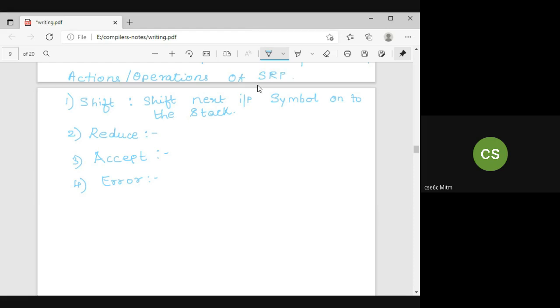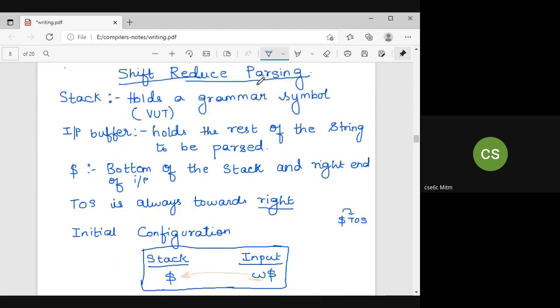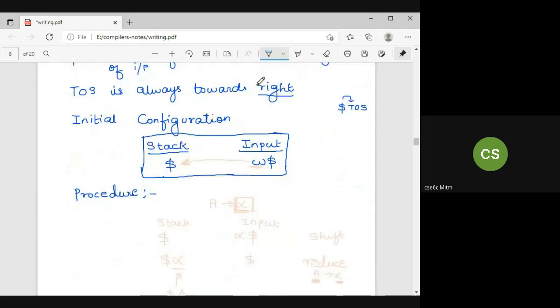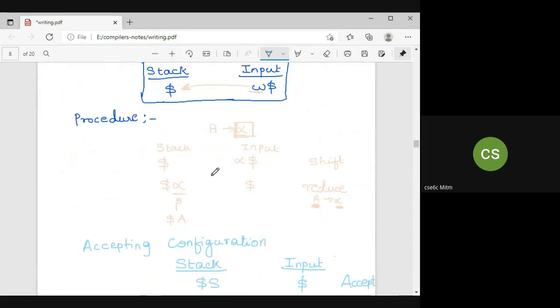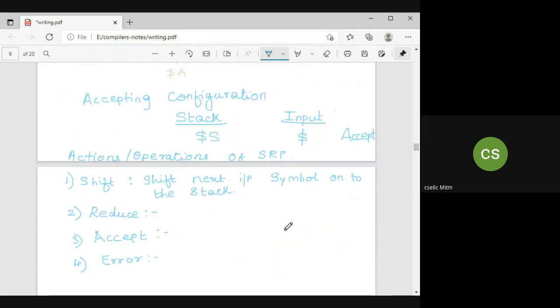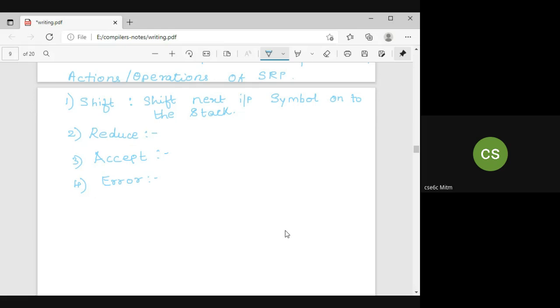So whatever we have learned here in the theoretical concepts, we're going to design a problem with the initial configuration. We are going to follow the procedure and check whether we have reached an accepting configuration. So let's start with the problem. Write down the first problem.